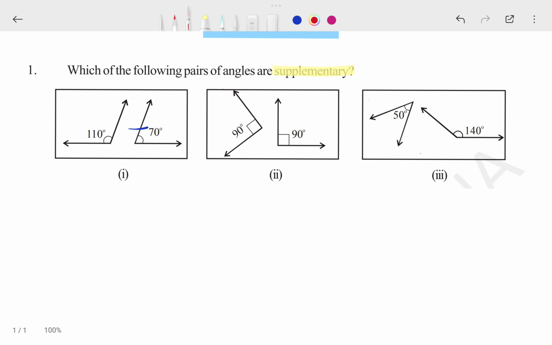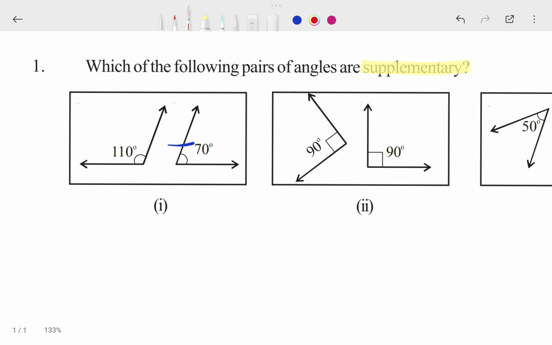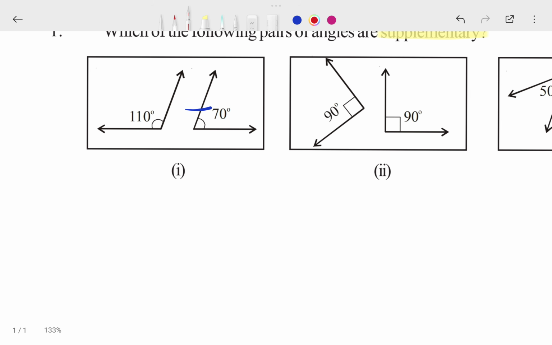The first question is telling: which of the following pairs of angles are supplementary? Here we have the first, second and third figures, and we have to find which is supplementary. First we have to add. The first angle is given as 110, plus this one, add, and it is going to be 180 degrees.